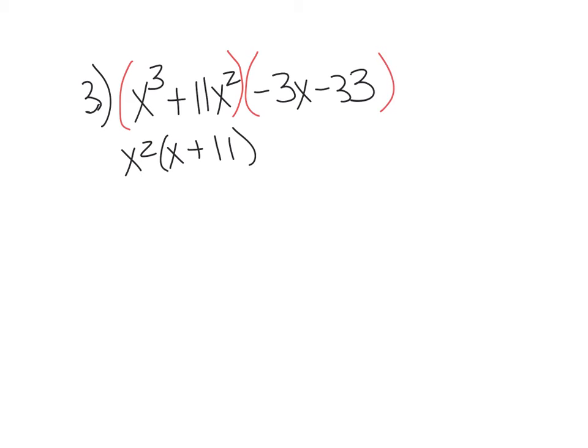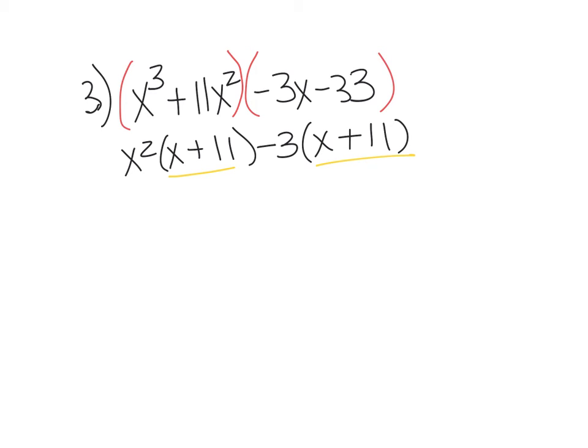Well, let's look at the second set of parentheses, negative 3x minus 33. Again, 99% of the time, pull out the negative. And with 3x and 33, I can pull out a negative 3. So negative 3 times what will get me negative 3x? Well, I'm just missing the x. Negative 3 times what will get me negative 33? That is a positive 11. And ding, ding, ding.